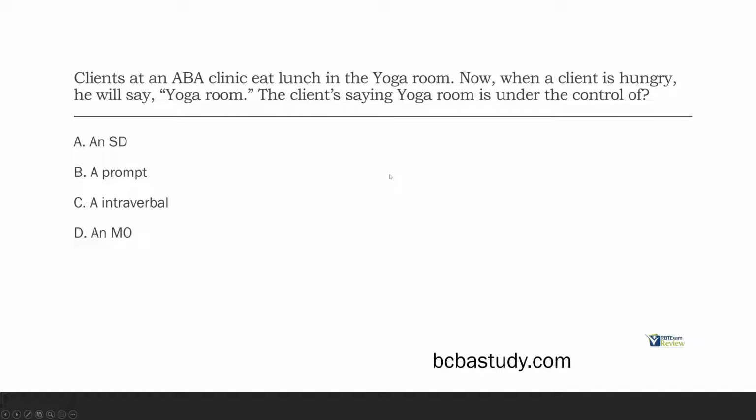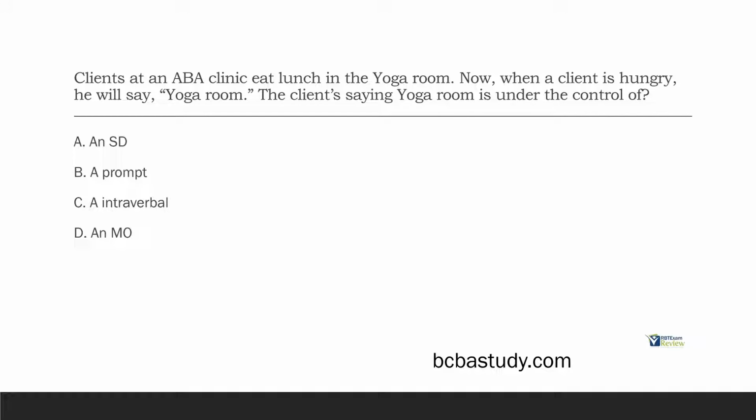So this is where knowing your verbal operants comes into play. Because if our client is manding by saying yoga room, that's essentially what the question is asking. The manding is under the control of what? Is it under the control of an SD? Well, no, it's not, because the yoga room might not be available. Okay, the food might not be available. However, the client is hungry. He is motivated to ask for food.